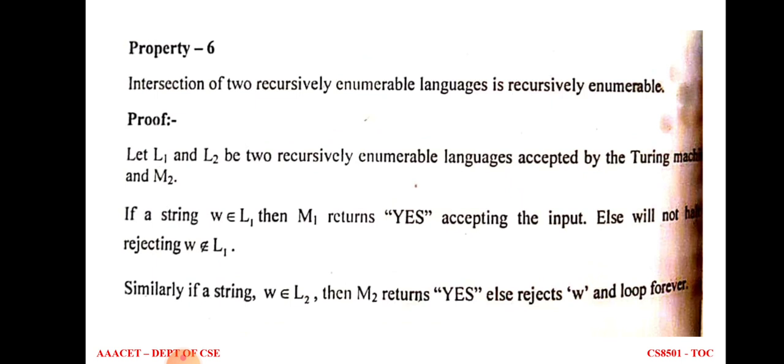Here also we consider two languages, L1 and L2, both recursive enumerable languages accepted by the Turing machines M1 and M2, which means L1 is accepted by M1 and L2 is accepted by M2. If the input string W belongs to L1, then the Turing machine M1 accepts the input string, halts, and returns yes. Else the Turing machine will never halt, which means it does not accept the input string, if and only if W does not belong to L1.